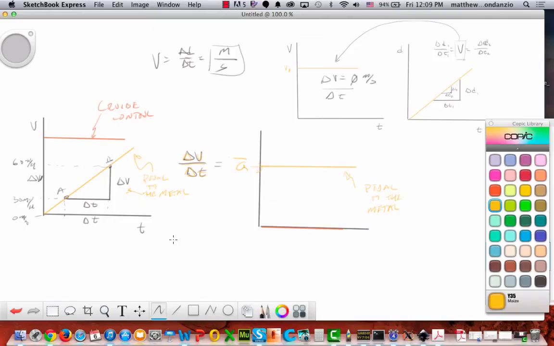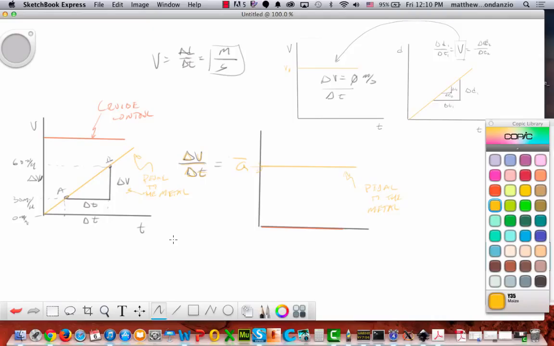Okay? Think about this. If acceleration is a change in velocity over change in time, is my change in time ever going to be negative? What does the change in time equal, guys? Delta time is equal to what minus what? The final time minus initial. Final minus initial. If time always moves forward, will delta t ever be negative? No. So the denominator will always be positive.